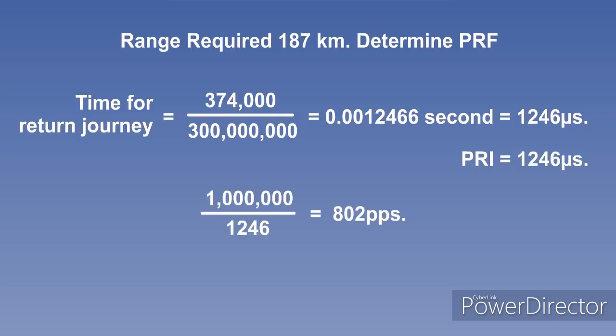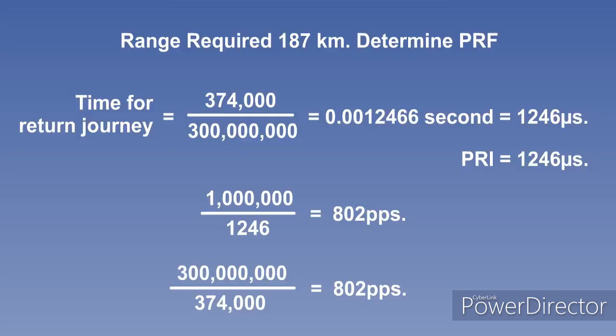How many of these pulse recurrence intervals will fit into a whole second, that is, 1,000,000 microseconds? The answer is 802. Put another way, how many times can a pulse travel 374,000 meters in a second when it is travelling at a speed of 300 million a second? The answer is 802.